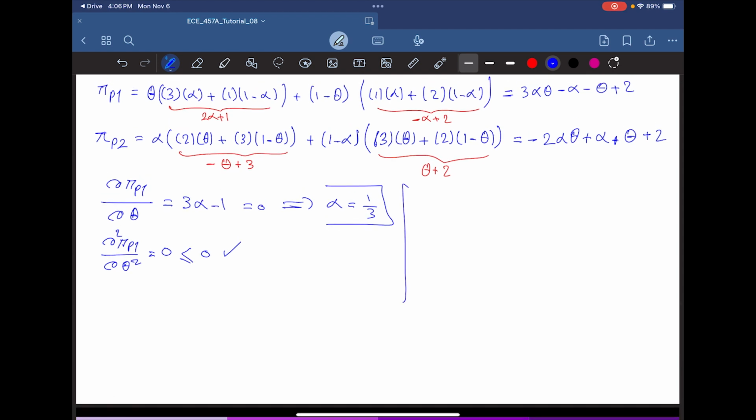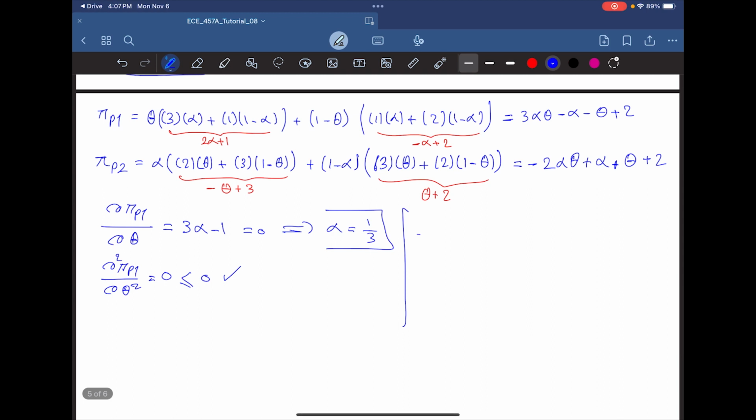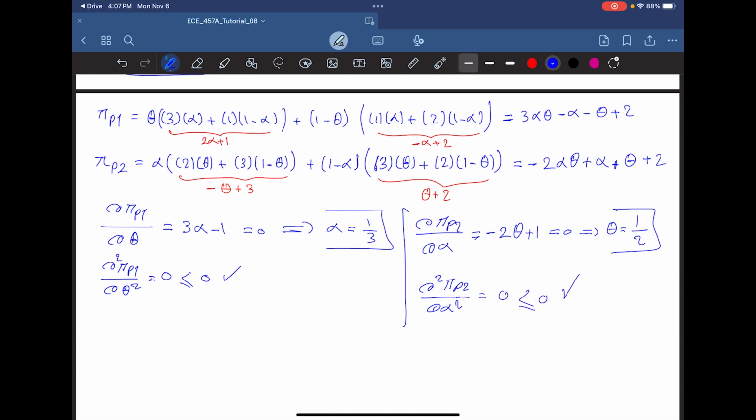Let's do it for the other one, which is the partial derivative of player 2 with respect to alpha, and then the second derivative. This one is negative 2 theta plus 1 equals 0, and theta is 1 over 2. This one is also 0. So this is the maximum value.